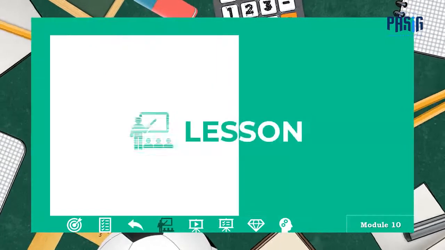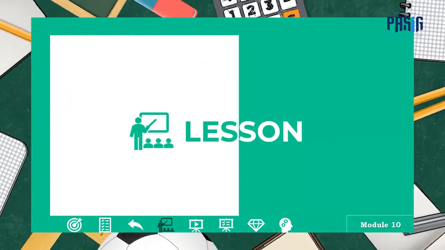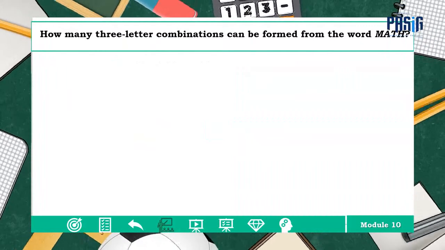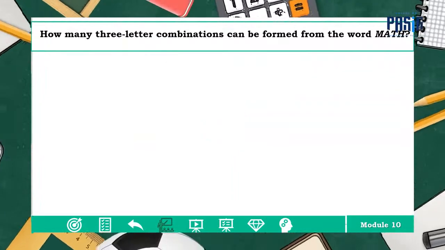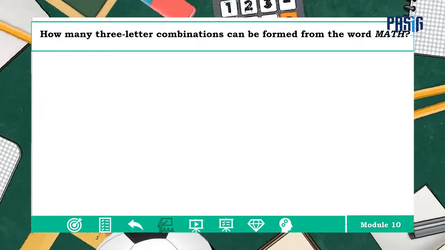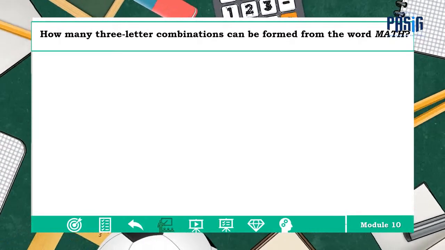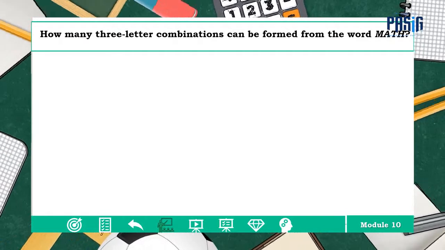Now, let us go to our lesson. Can you still remember this problem in the previous lesson? How many 3-letter combinations can be formed from the word math? We solved this combination problem by relating it to permutation.